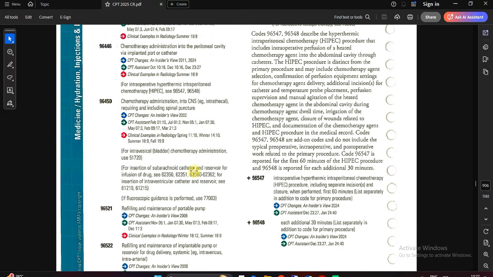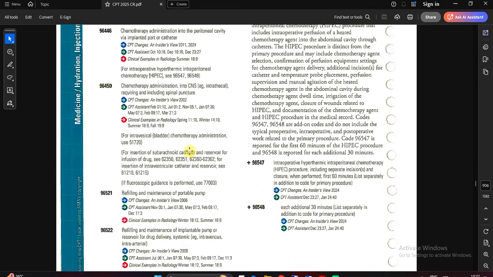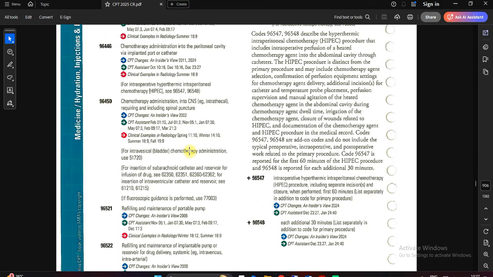Next 96450, chemotherapy administration into CNS, intrathecal, requiring and including spinal puncture. For example, the patient has any type of leukemia or any type of blood cancer, so the physician wants to inject medication into the spine. Usually we call it intrathecal, meaning inside the spine. That time we'll use 96450. Here you will not code spinal puncture separately, as spinal puncture is already included in 96450.